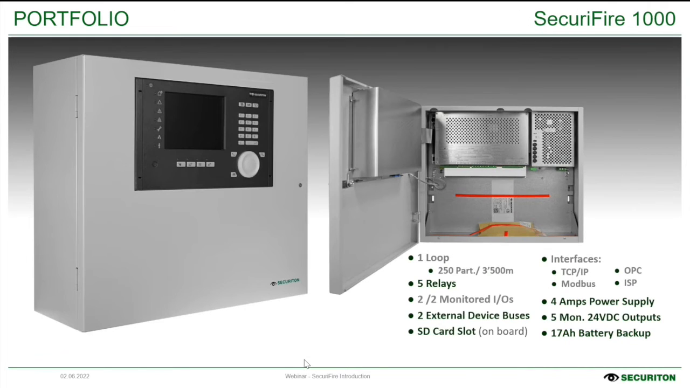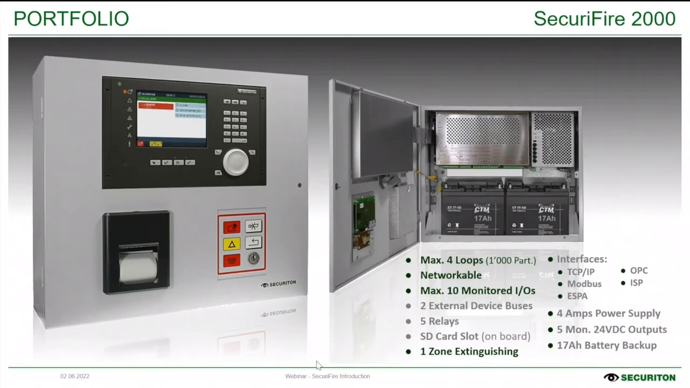Here you see the Securify 1000 version, which is our standard one loop panel. The difference to the Securify 500 is that it has 5 relays, 2 external device buses, and an SD card slot. Here you see our Securify 2000, which is a 4-loop standalone or a 2-loop networkable version with maximum 10 monitored inputs and outputs and 1 zone extinguishing possibility.